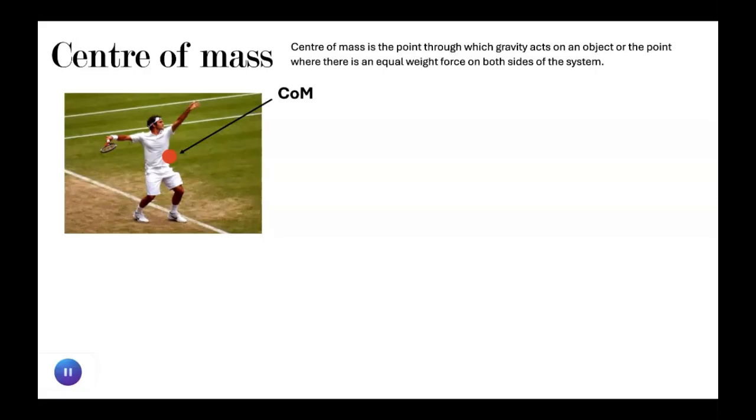They must do this as the human body is an asymmetrical shape, which means the centre of mass does not stay directly in the centre of the body, and this can affect performance if not acted upon.